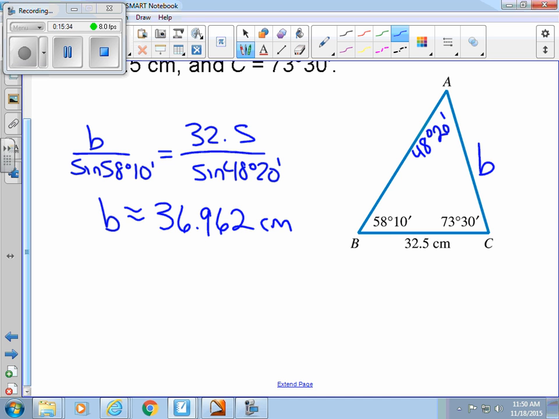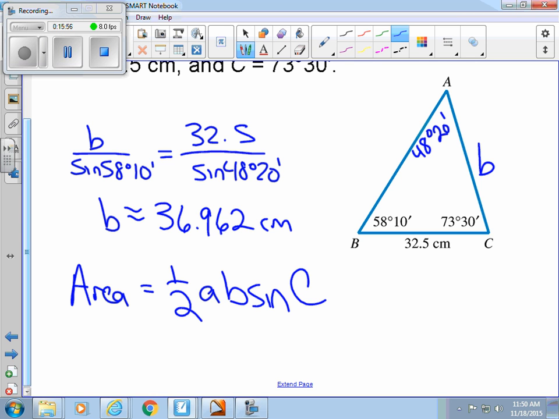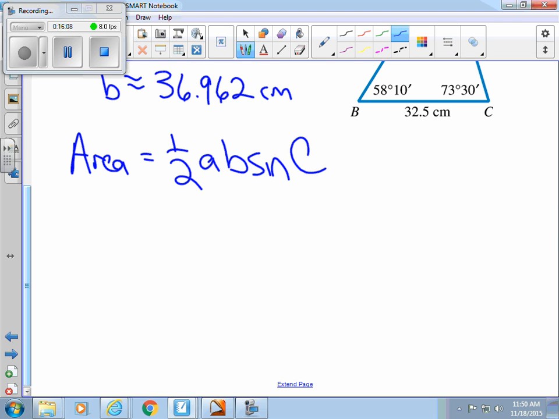So what is my formula that I'm going to use? 1/2 side A times side B, right? Because those are the two sides I have. If I use side A and side B, what angle do I have to use in the formula? Sine of angle C, 73.30. Good. So I just wanted to show you that you have to use the angle between the two sides, not the third side. Does that make sense?